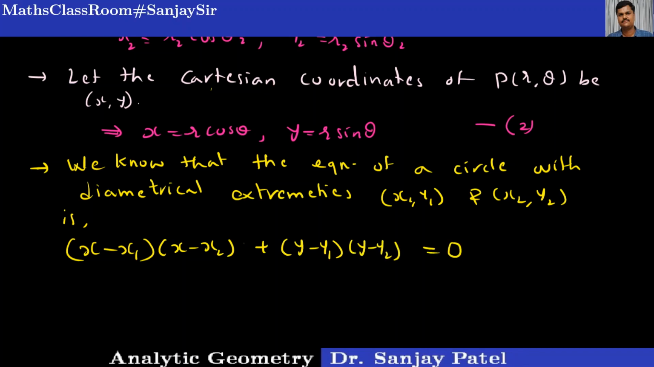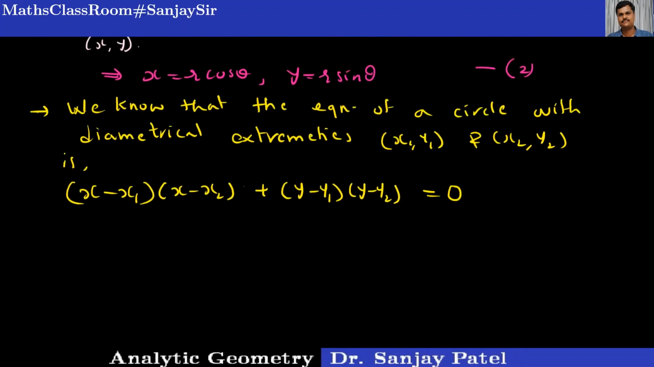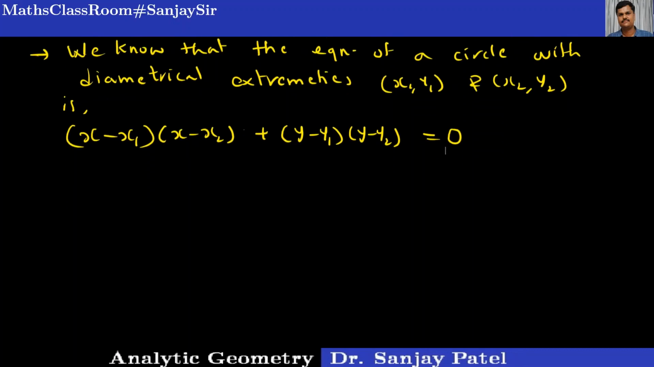This is the Cartesian equation of a circle with diametrical endpoints (x1, y1) and (x2, y2). Let us put all the values from equations 1 and 2 in this and simplify. We know that x is equal to r cos theta, y is equal to r sin theta, and so on. So let me substitute the values.